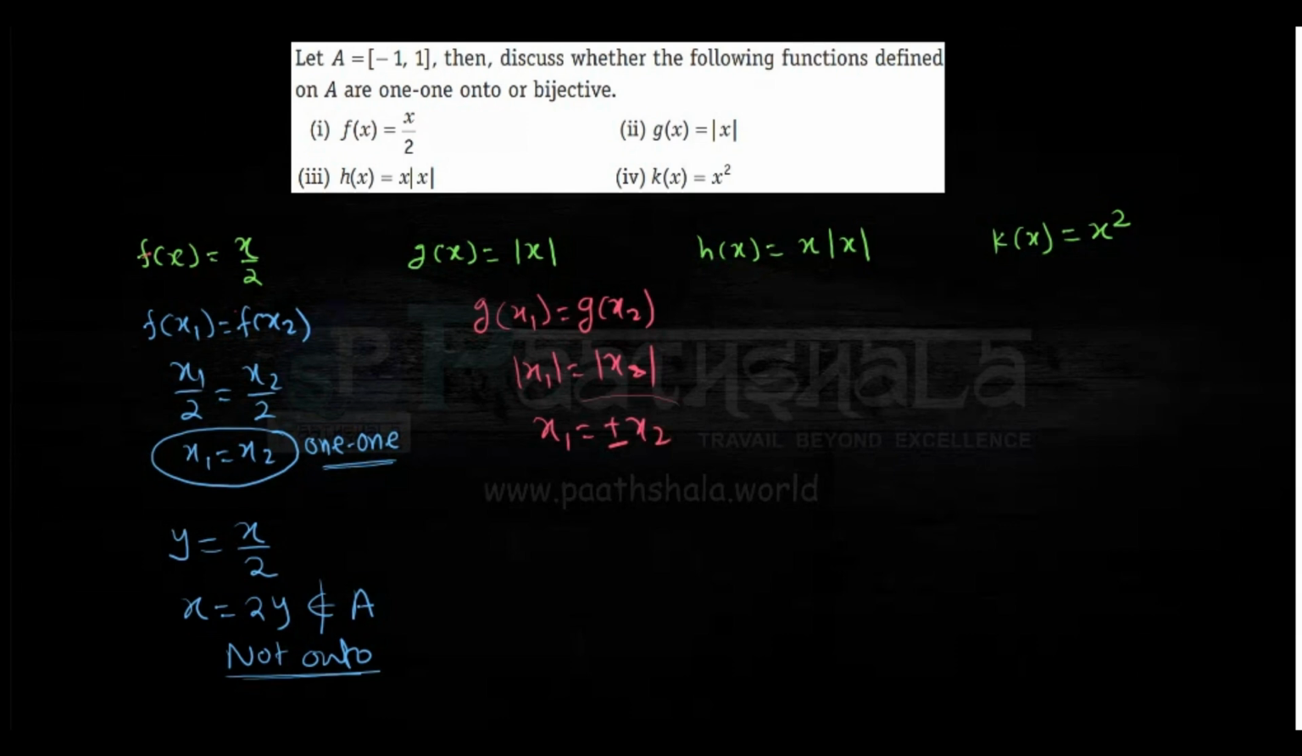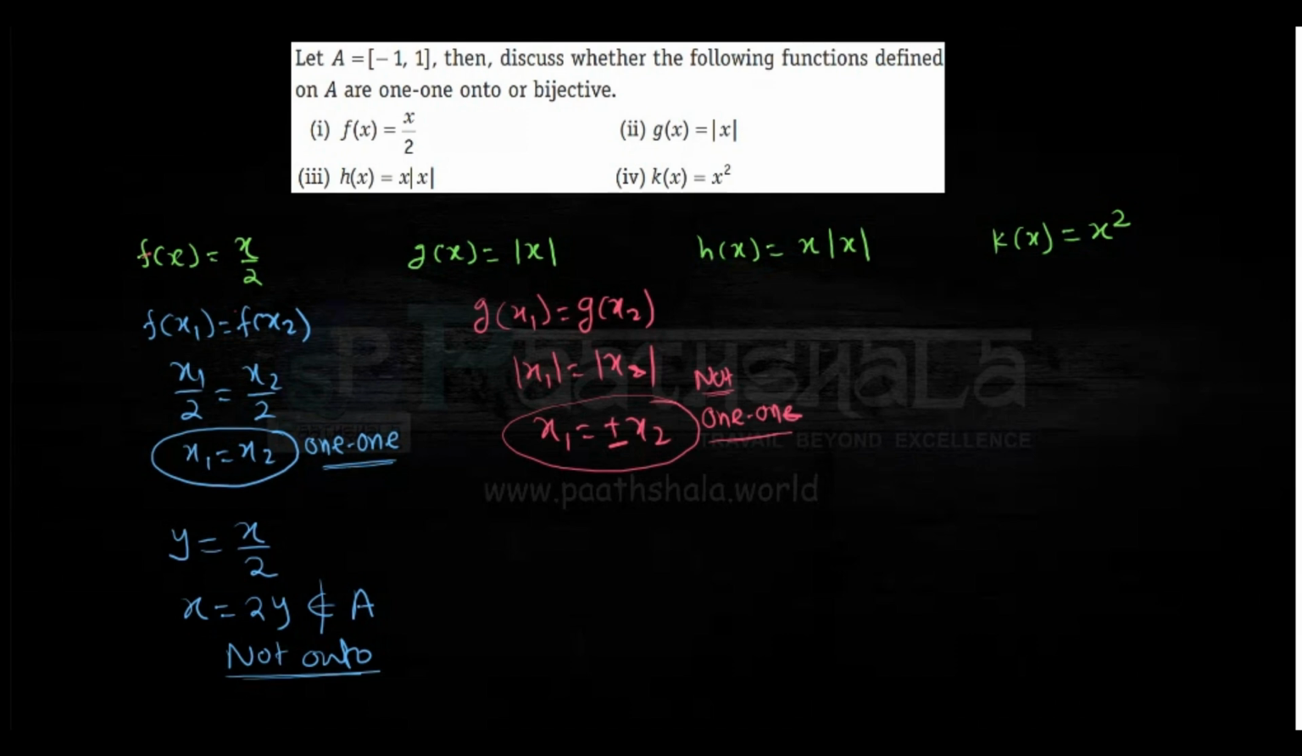So here we can clearly see that this is not a one-one function, because x1 is not equal to x2. x1 equals plus or minus x2. So it is not one-one.